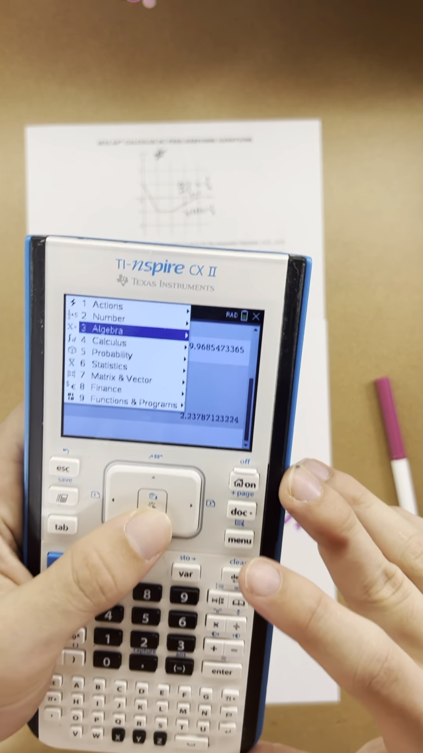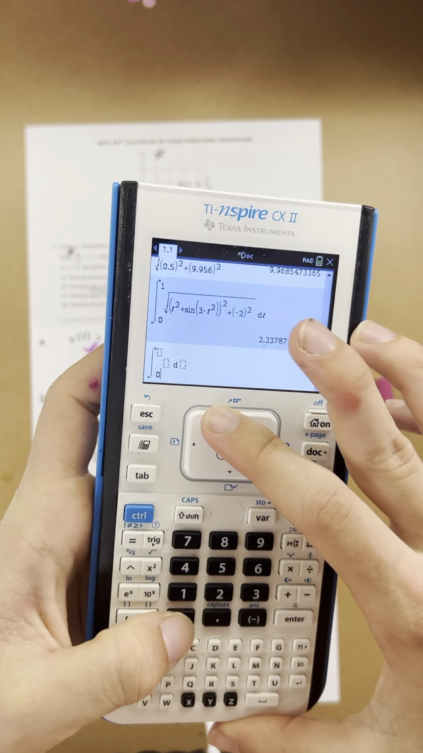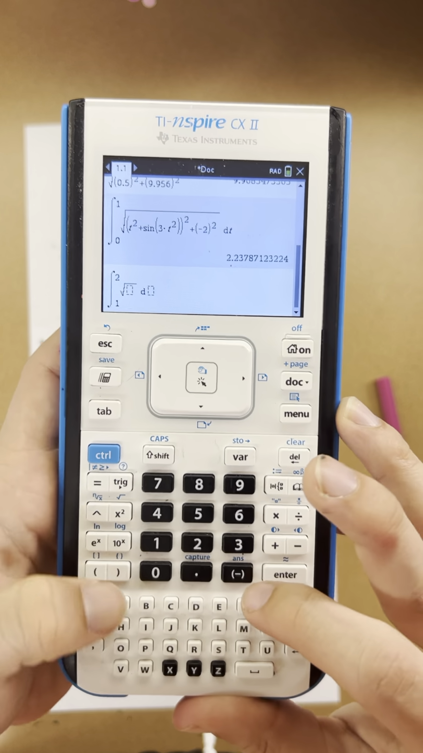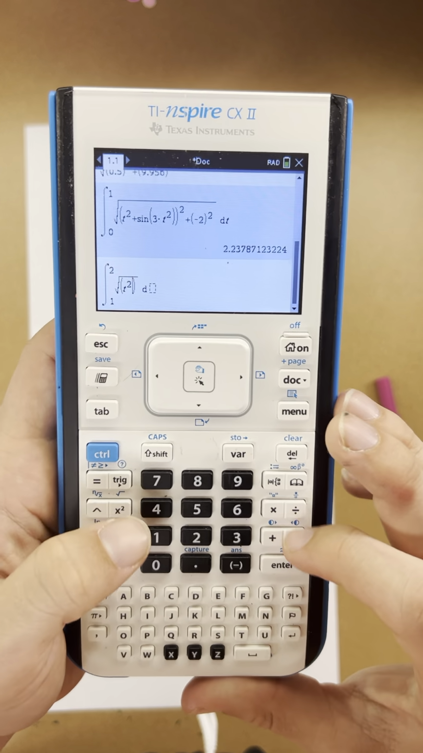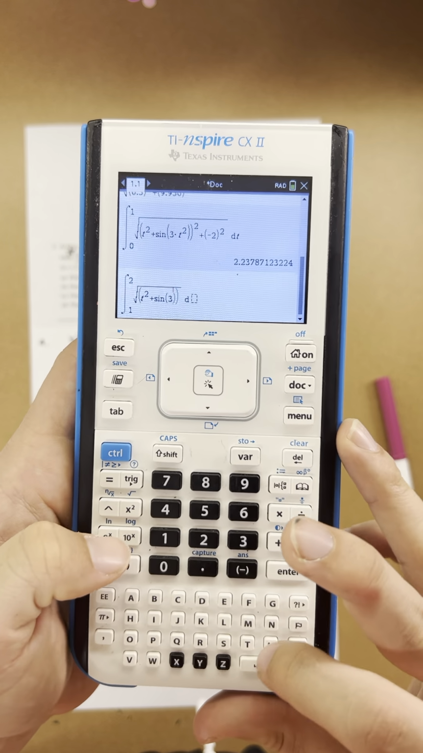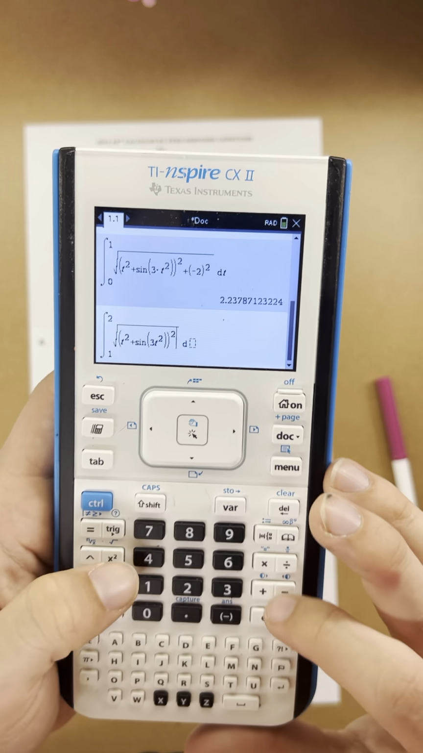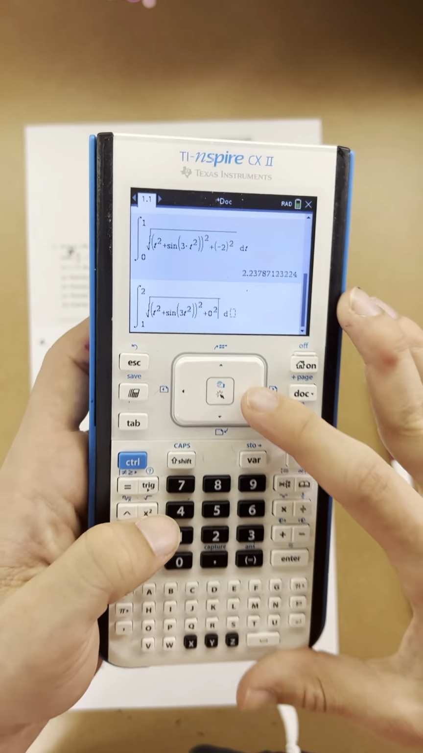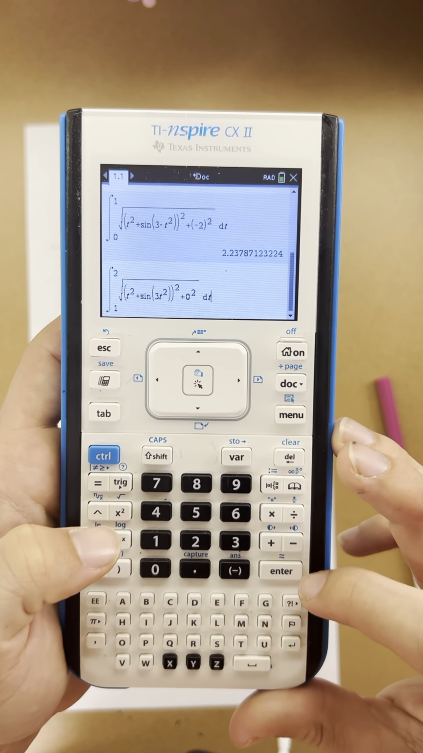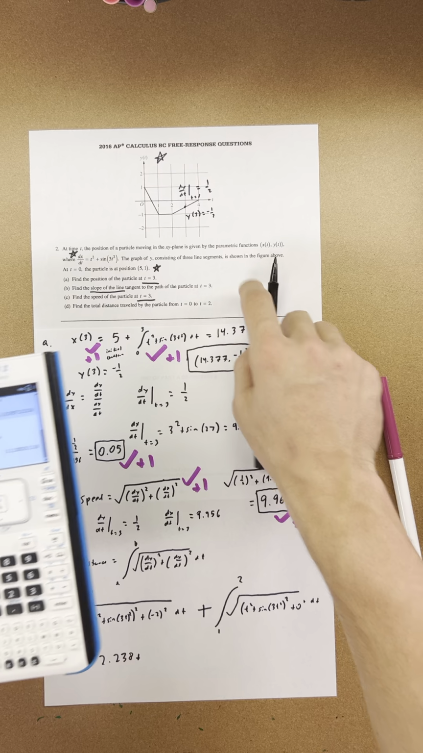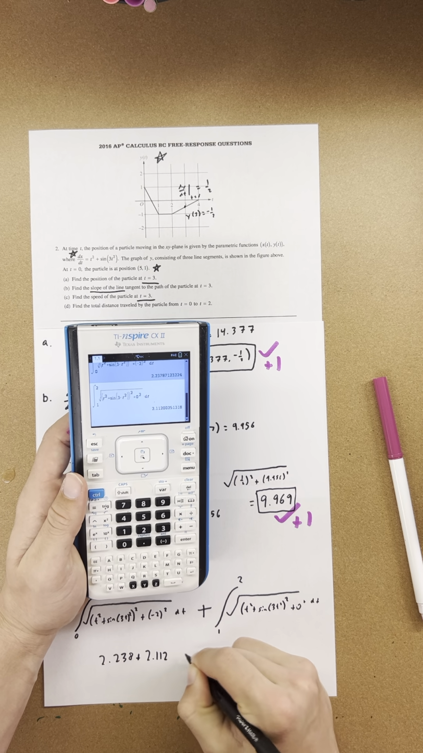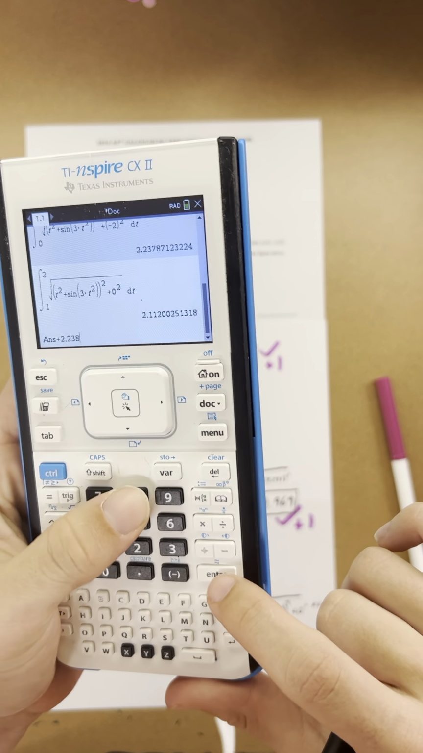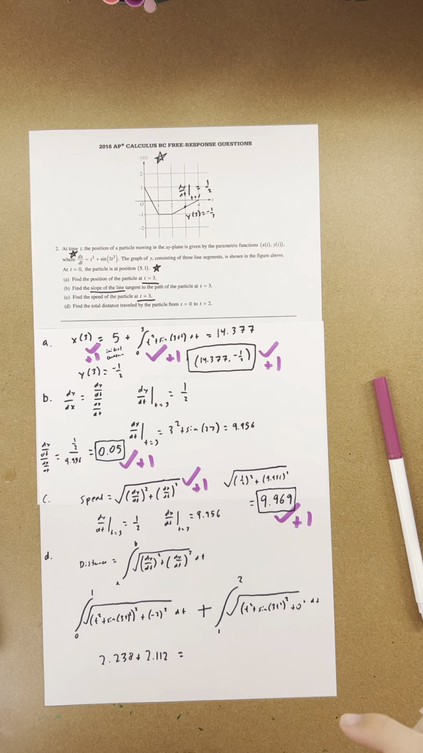Now for the second part, from 1 to 2. Square root of, first part's the same, t squared plus sine 3t squared, and then plus 0 squared, because dy/dt is 0 from t equals 1 to t equals 2. This is going to give us 2.112. Add these together, and we get 4.35.